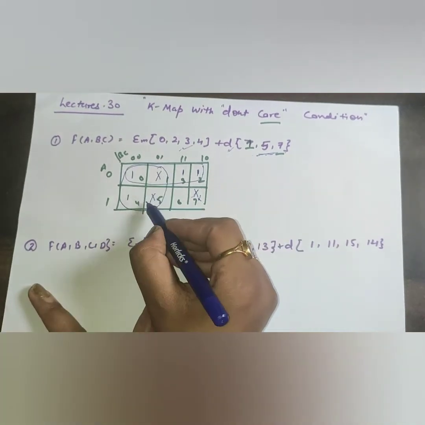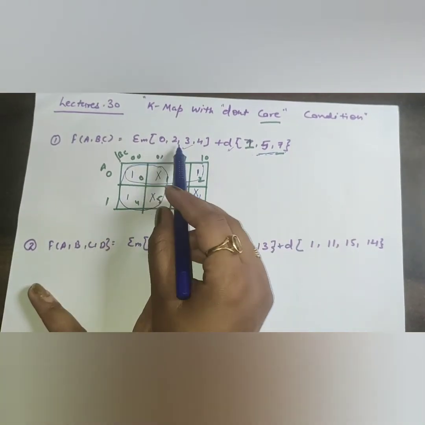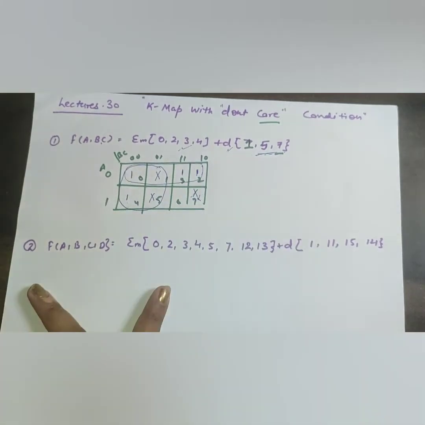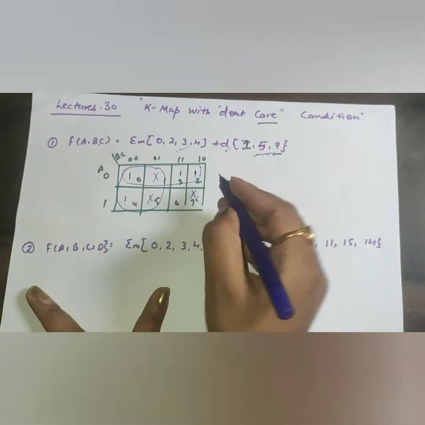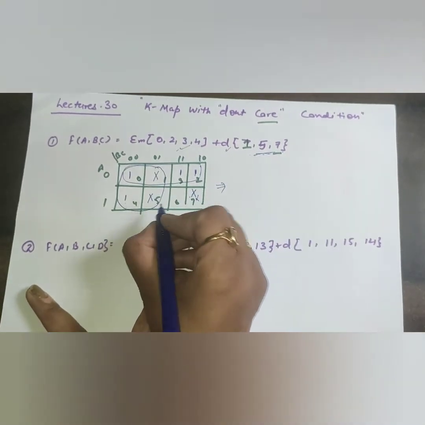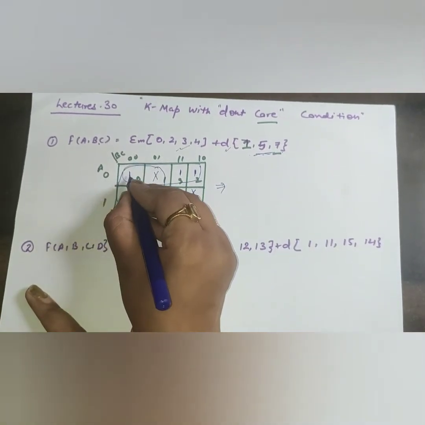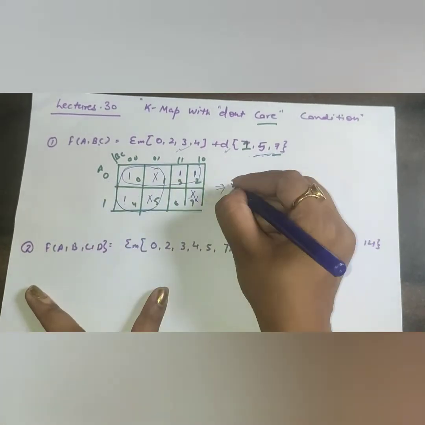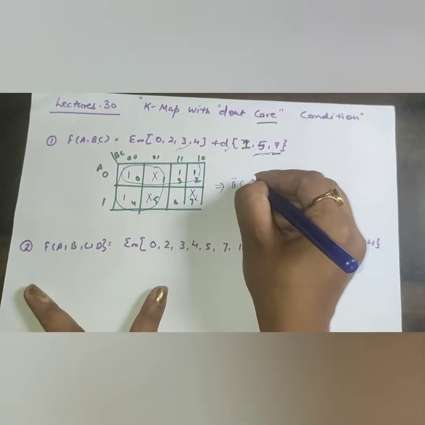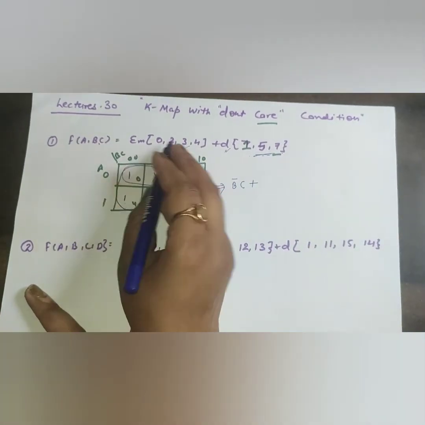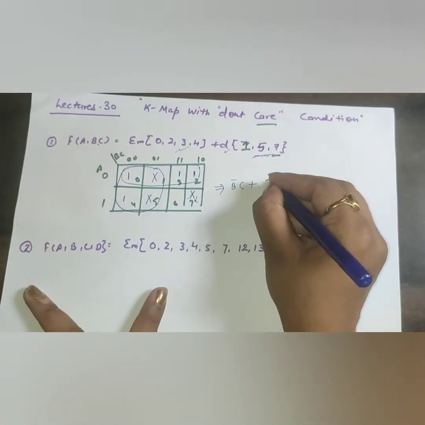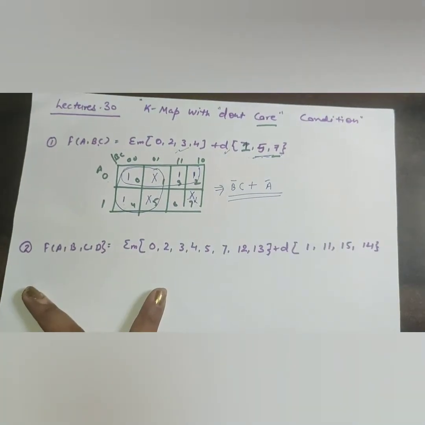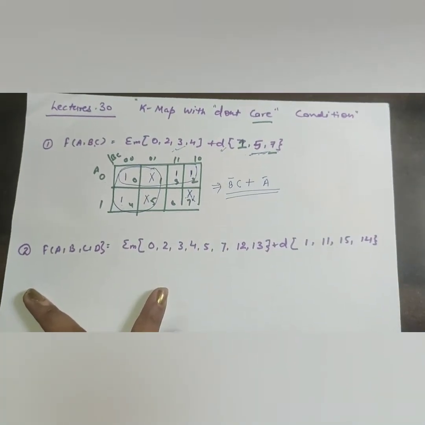So if we make these groups, we have two groups of 2 cells and two groups of 4 cells. Now our equation will be: from this group, A will be eliminated, only B bar and C will be there. Plus this will be A bar, and BC will be eliminated. So our answer is like this.